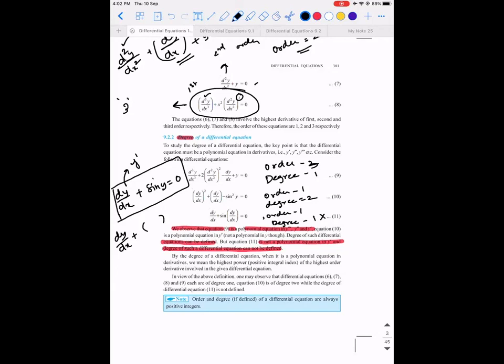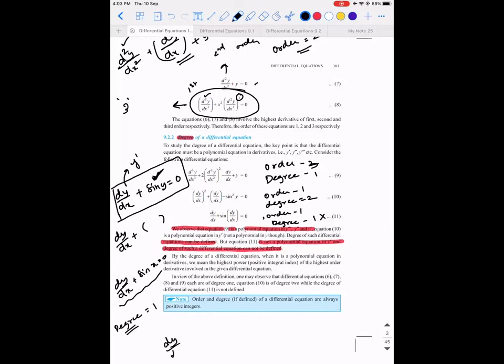For example, if it is sin y, sin of what does it have inside? It has a dependent variable inside. For example, if I give you a question like this, dy by dx plus sin x equal to 0, can we define the order and degree for it? Yes. Degree is going to be how much? 1. Degree is 1.